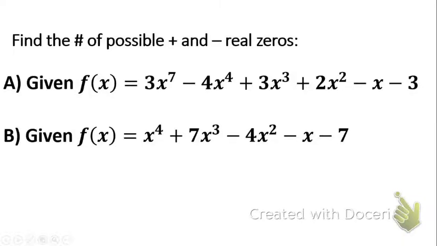So this is still 4.2. All right, this is still section 4.2. So we have to find the number of possible real, positive, and negative real roots. To do that, the formula is plus or minus P over Q.